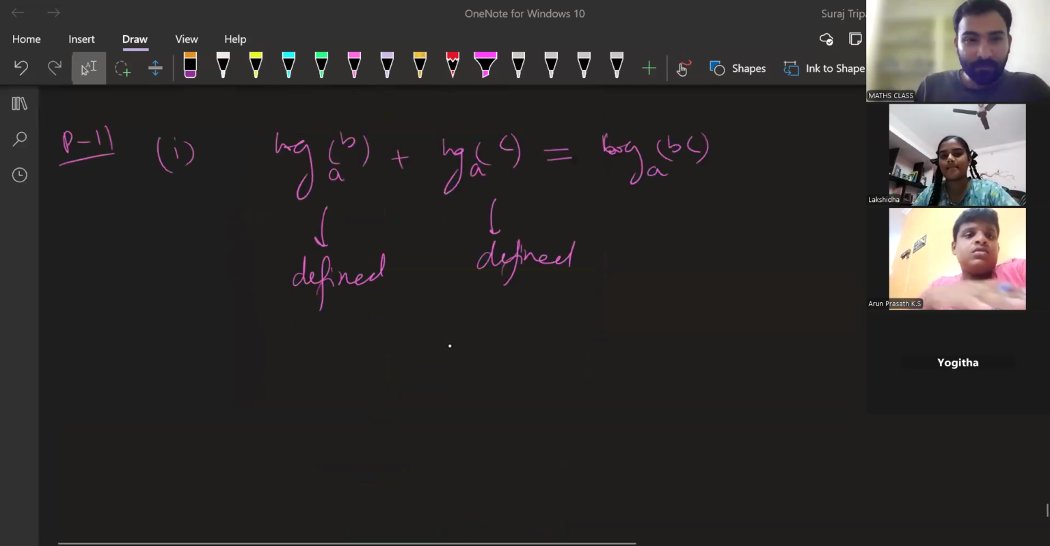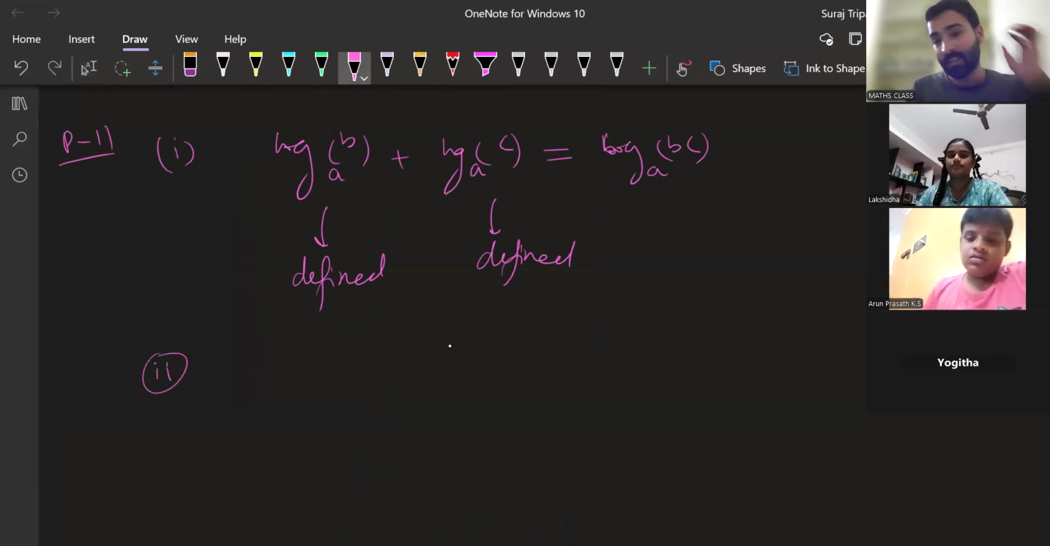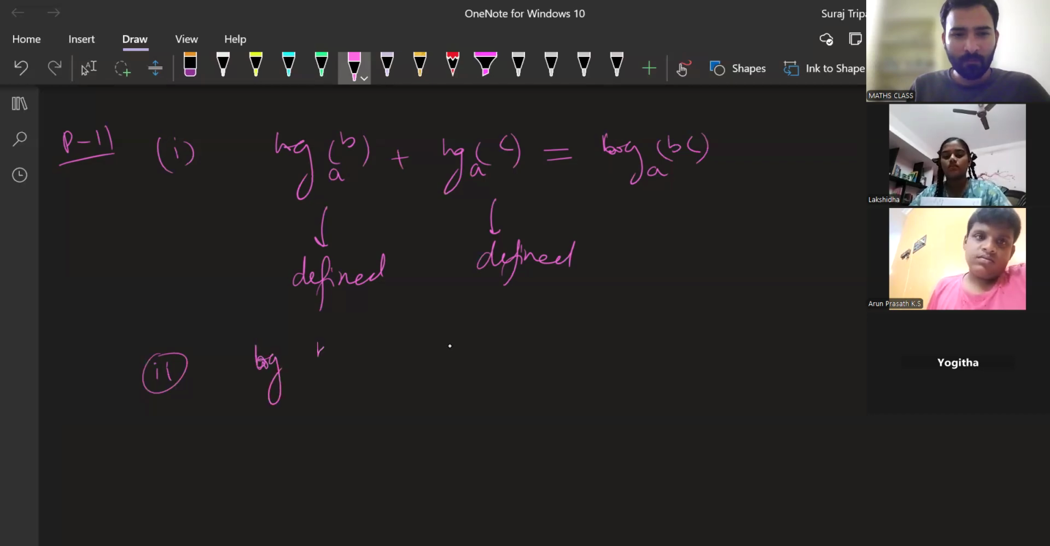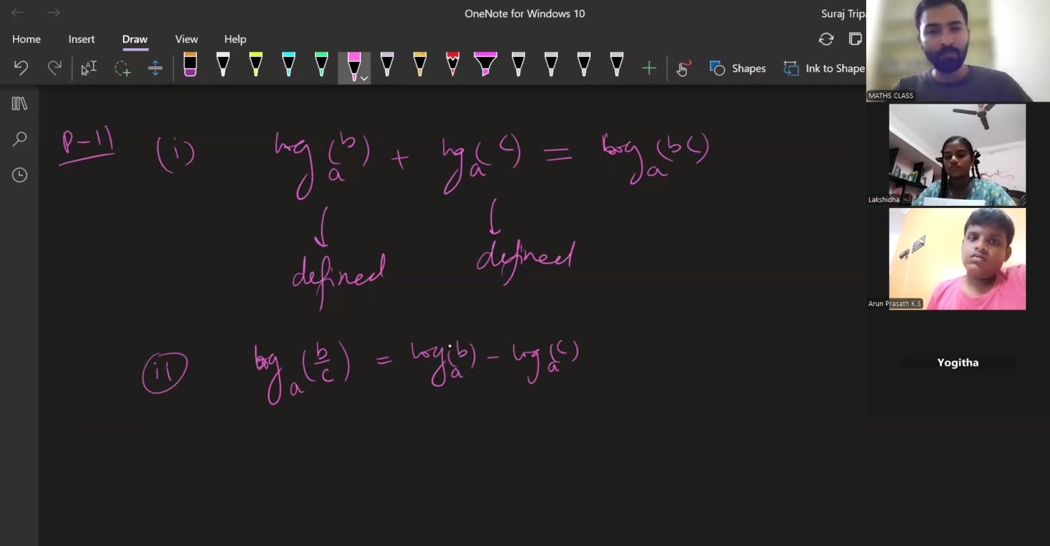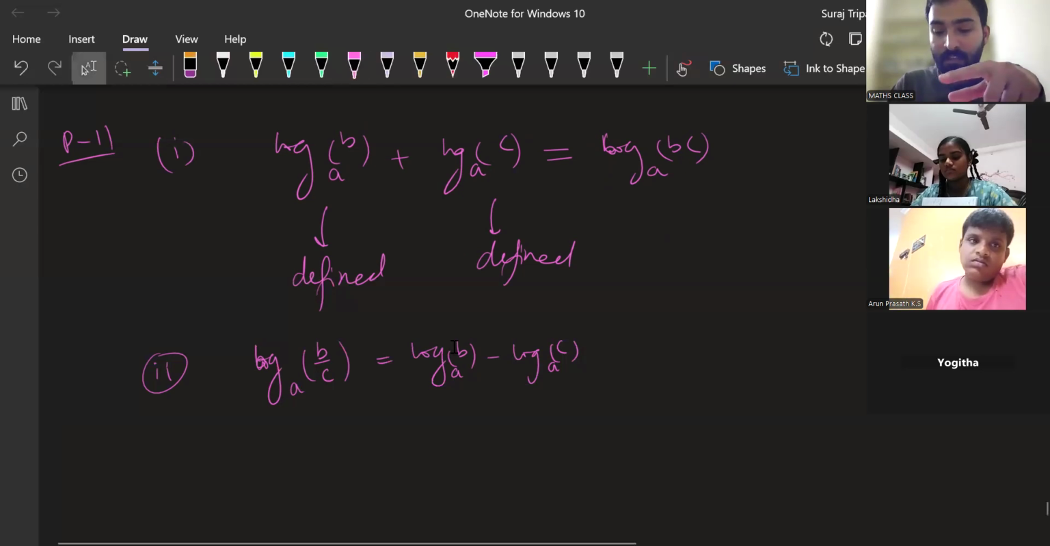Property number 11. This is the first part of property number 11. The second part: this property 11 is what is allowed and what is not allowed, and if it is not allowed, then what you have to do. So this was the first illustration. Same for the division rule also. Log of b upon c to the base a can be written as log of b to the base a minus log of c to the base a, only when both log of b and log of c are defined. Then only you can break it into this difference form, creating a difference from division. Log b upon c can be written as log of b minus log of c only when both b and c should be defined.